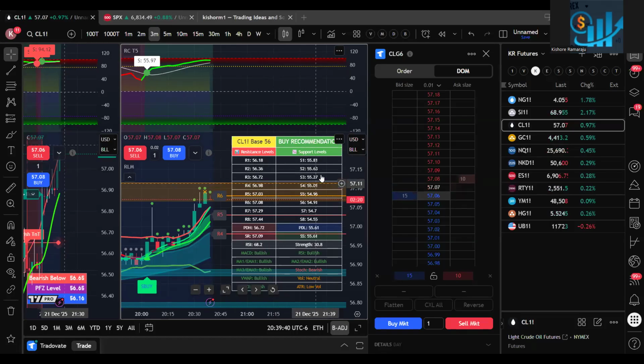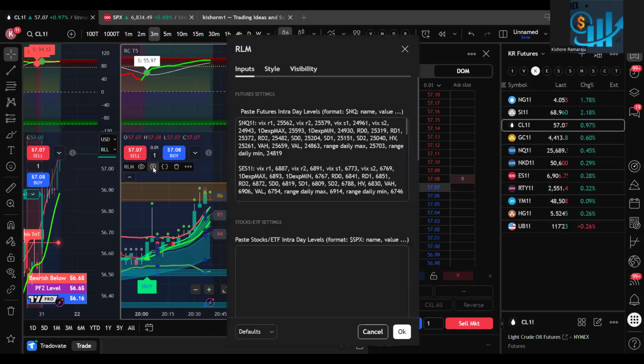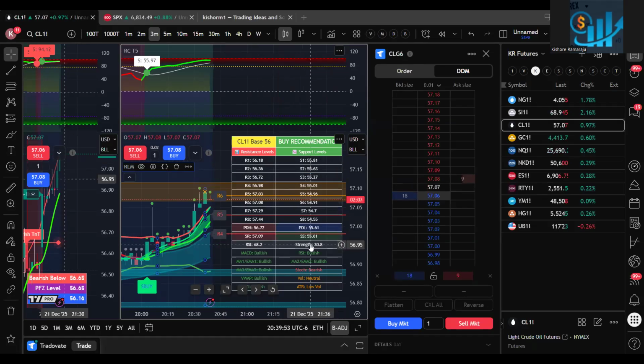These are resistance levels, these are support levels. Whenever you put the information in, it will populate everything in the table.